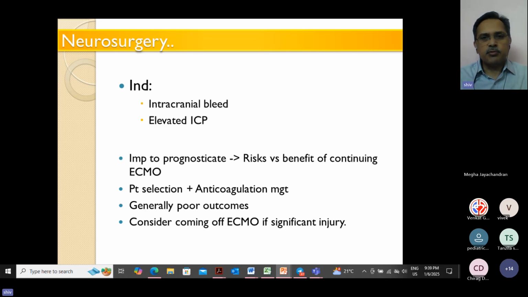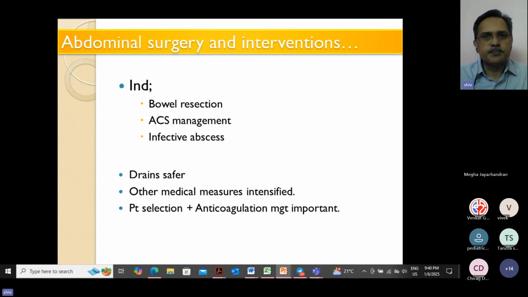Neurosurgery, again, we'll have to weigh the risks and benefits, but more important is to understand the prognosis and prognosticate if there is significant bleeding. So then we'll have to consider coming off ECMO or running without heparin during this time if we are going to give a chance for the patient. And the earlier we come off ECMO, the better it will be for the child. But again, it depends on the primary indication and what stage of ECMO you're in terms of either cardiac or lung recovery.